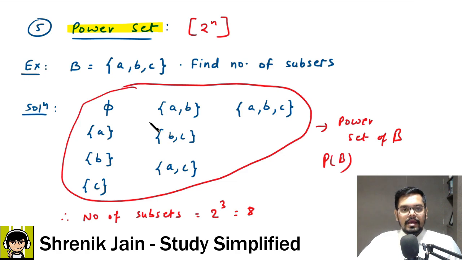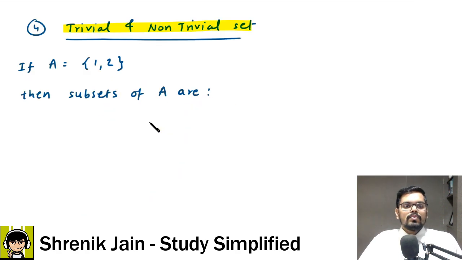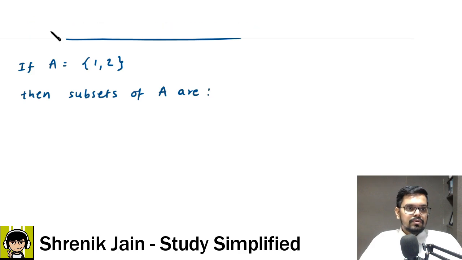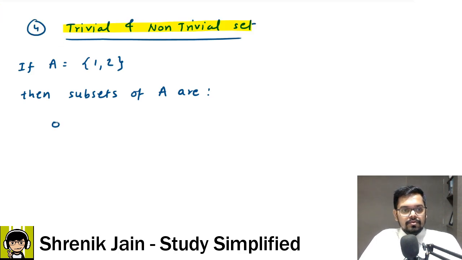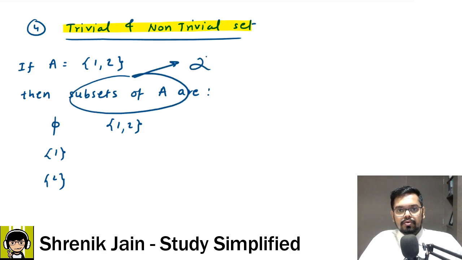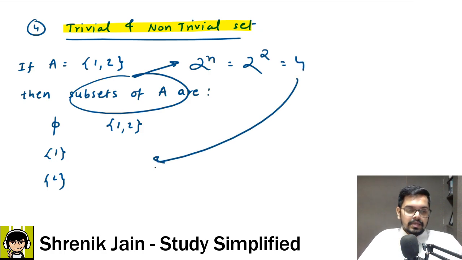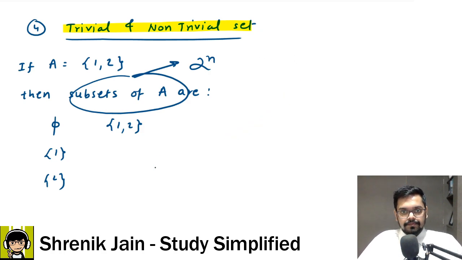Understood the power set? If understood the power set, now come to the fourth type, trivial and non-trivial set. Suppose I have a set A which is {1, 2}, then subsets of A are what? Now you know very well how to get the subsets. So first thing is single players, so phi, and then we have {1}, and then we have {2}, then 2 players, so only one possible combination, {1, 2}, correct? And you can also check by the formula that the number of subsets of A is 2 to the power n. N was how much? N was 2. So 4 subsets you should get. And yes, we got 4 subsets.